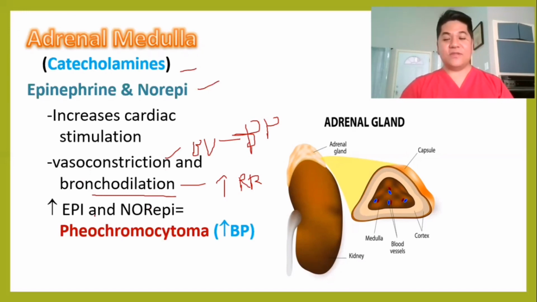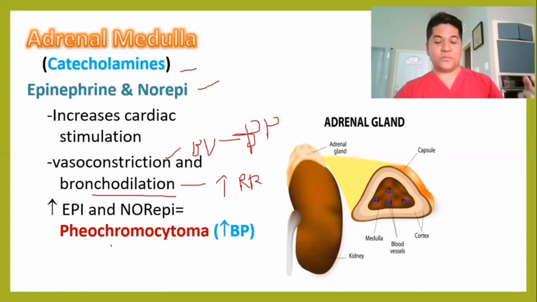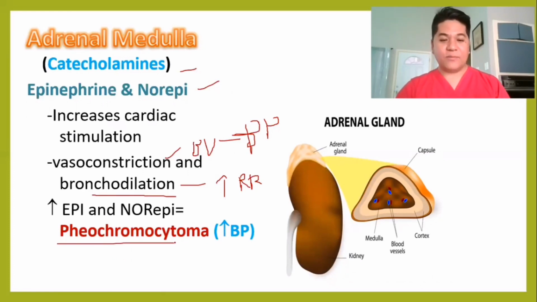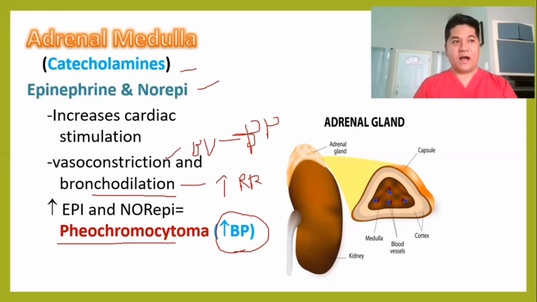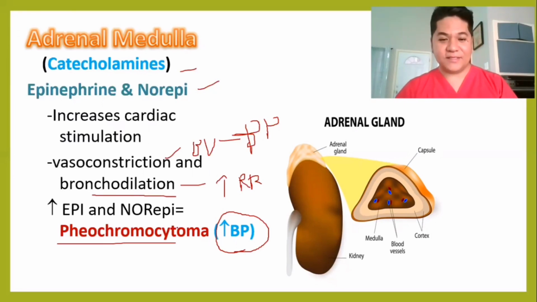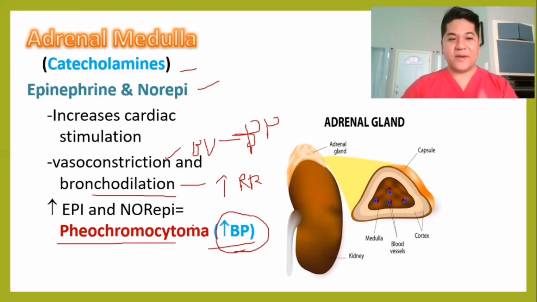Now, with the increase of epinephrine and norepinephrine, there is sometimes a condition called pheochromocytoma, where they are unable to control the blood pressure. The person keeps having increased blood pressure due to this condition, like they have additional growth of tissue on the adrenal medulla. If they keep producing and producing the catecholamines, blood pressure keeps increasing. Eventually, if this happens, some people do surgery. Okay, remember that.